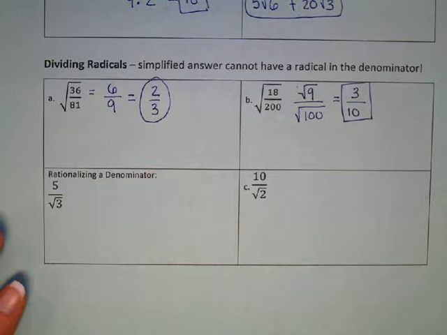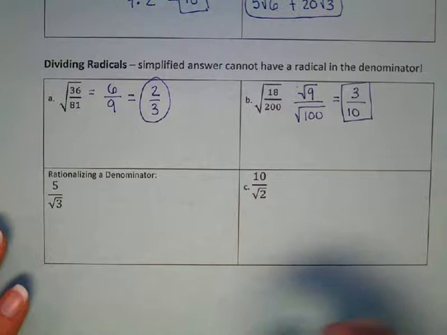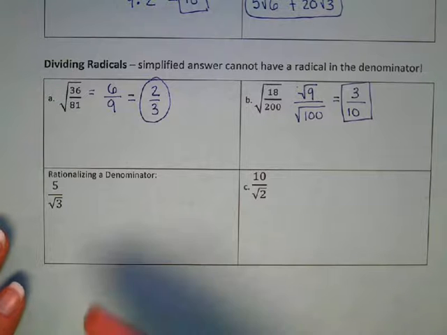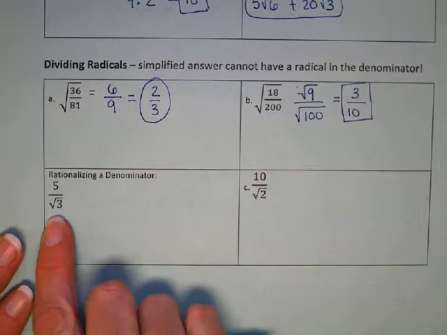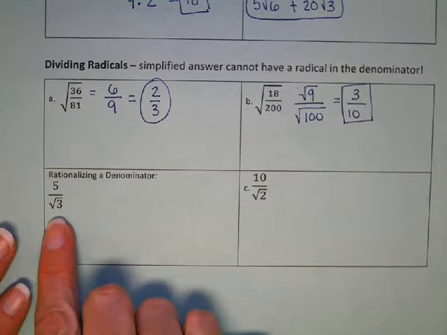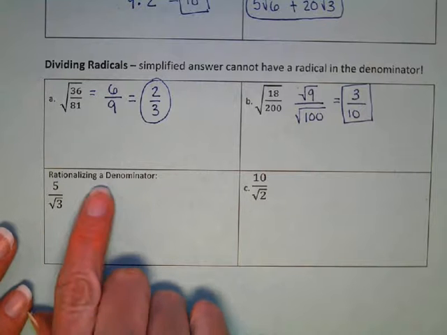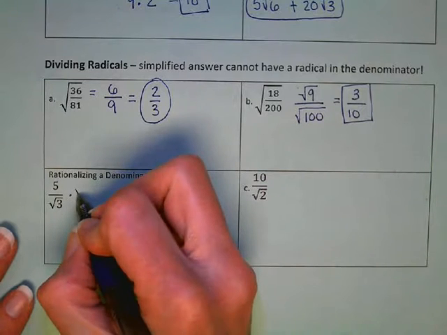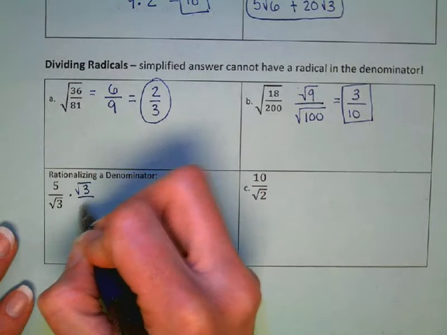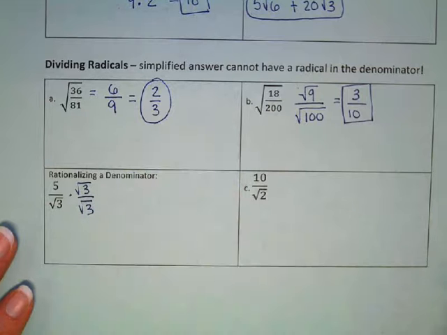The next section is called rationalizing a denominator, because if you do some square rooting or reducing and you end up with a square root on the bottom, we can't leave it there. So rationalizing a denominator is multiplying the top and bottom by that denominator. Because when you multiply by itself, that's like multiplying by a 1.